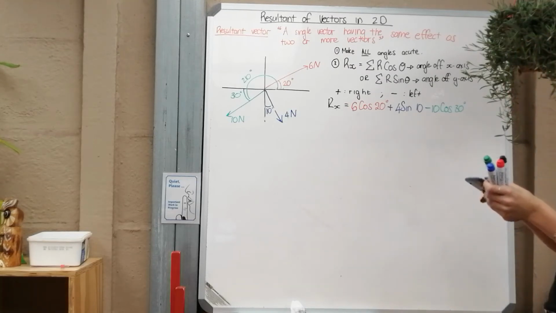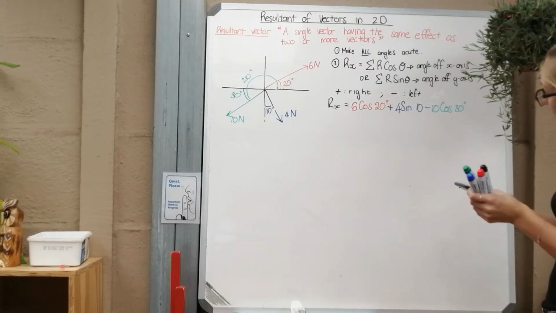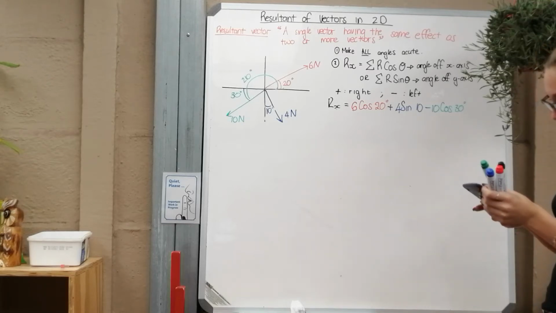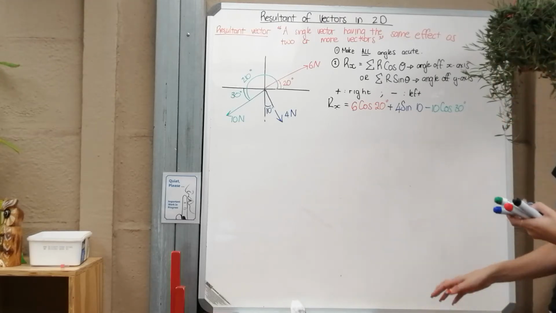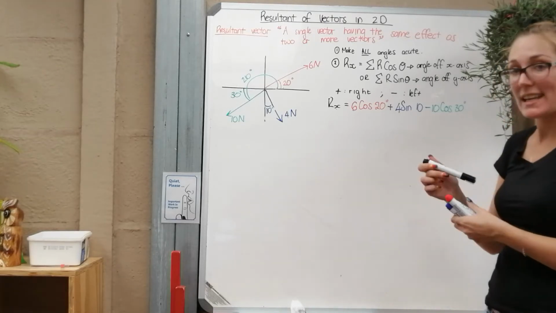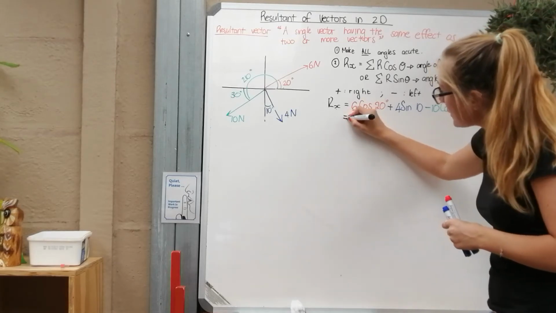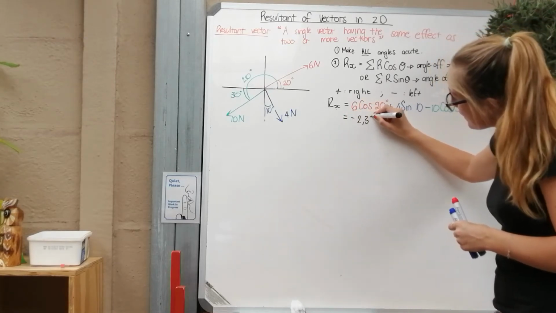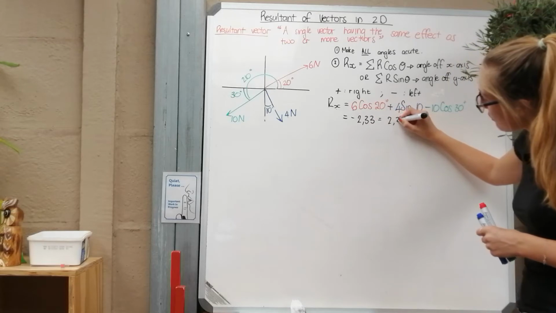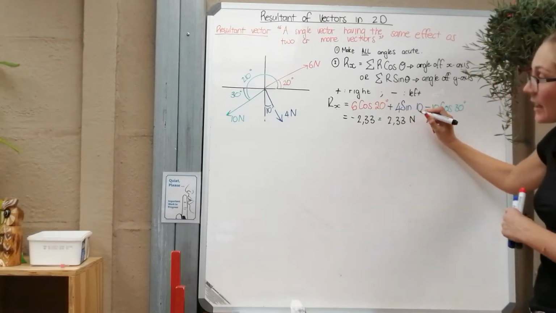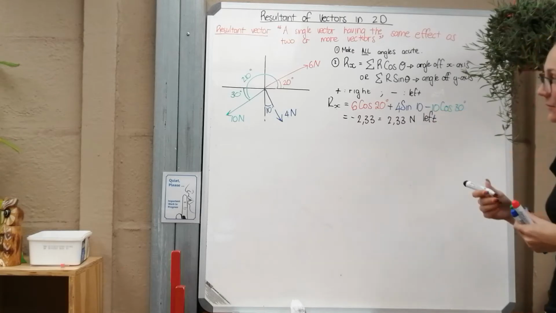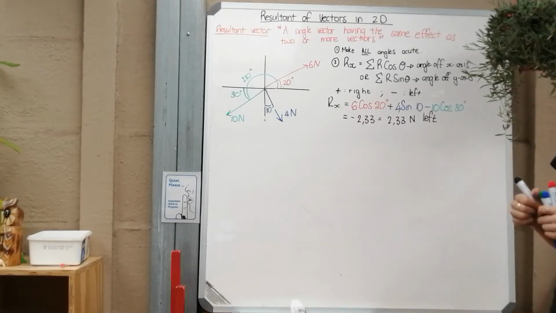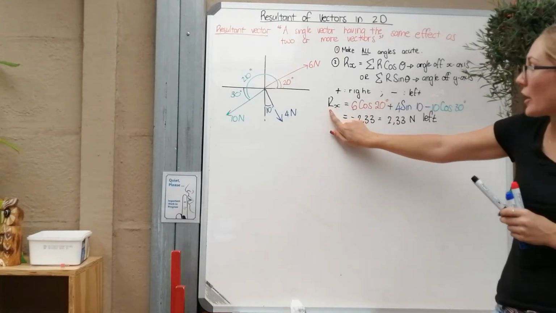So we've got 6 cos of 20 plus 4 sine of 10 minus 10 cos of 30, and we get negative 2,33. Okay, so negative 2,33 means that it's 2,33 newtons in the negative direction, which is left. Okay, so that's step 1. Step 2 done, we determined Rx.